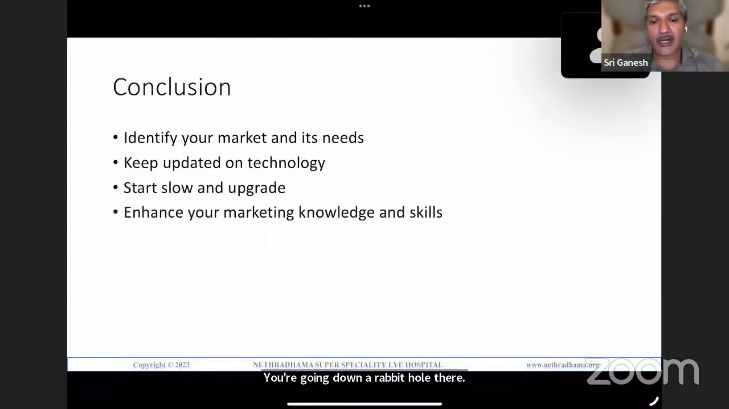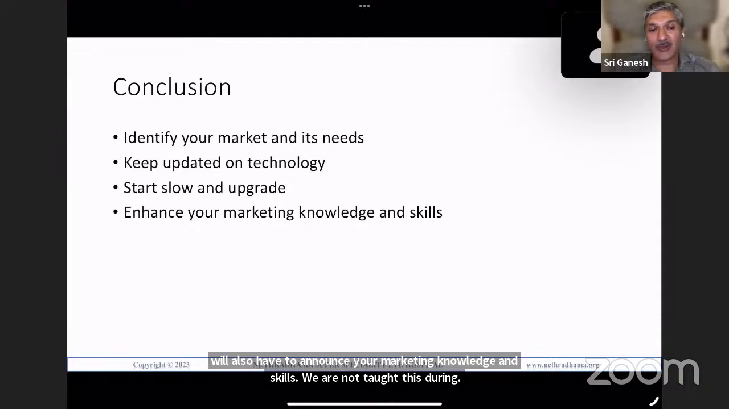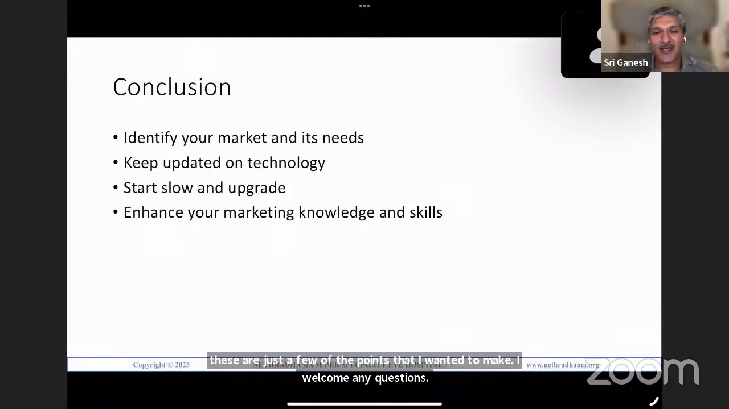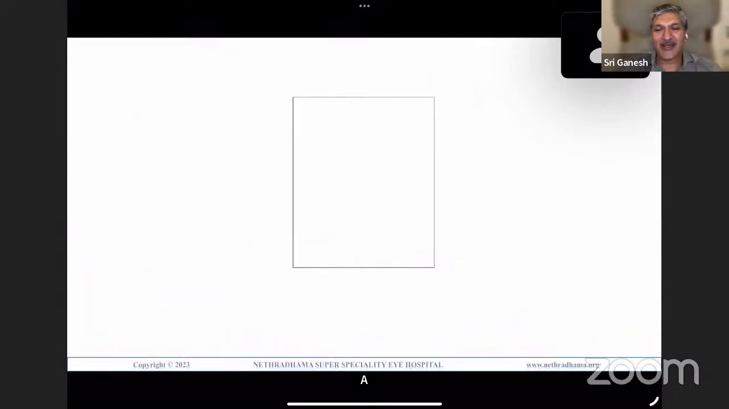You will also have to enhance your marketing knowledge and skills. We are not taught this during our post-graduation. We are not taught about financial management. So these are all things that you need to learn if you're going to start a refractive surgery practice, and this will help you go a long way in your refractive surgery journey. So these are just a few of the points that I wanted to make. I welcome any questions, and I wish all my young colleagues a good refractive surgery journey, and I hope you all do very well. Thank you very much.